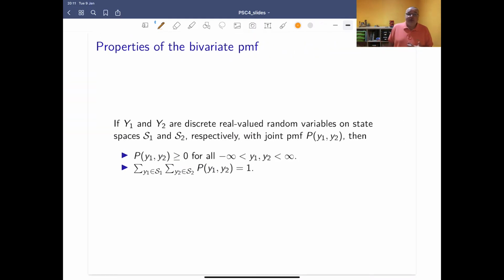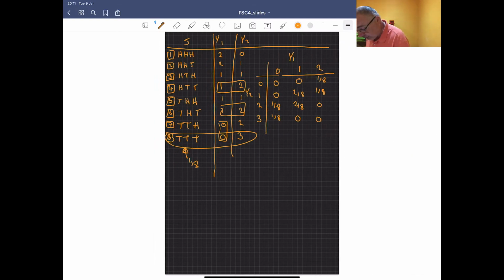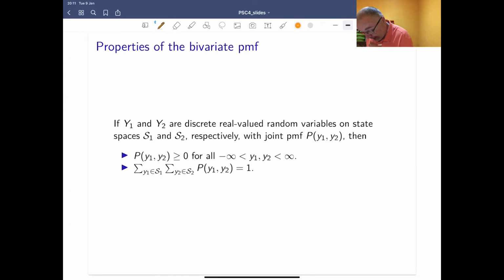It's still a probability mass function. Okay, we've got two variables, still a probability mass function. So in that table, all the entries should be greater than or equal to 0. Quick check: yes, they're all zeros, an eighth, or 2/8, that's fine. And if you add up all possibilities of the values, you should get 1.